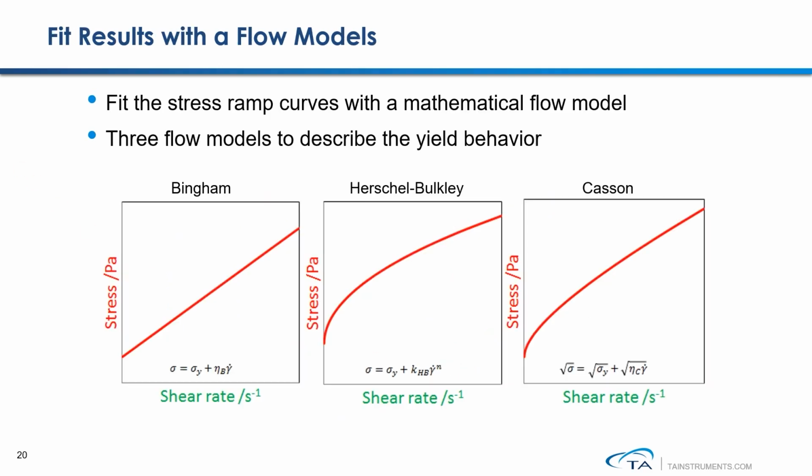Alternatively, you can also consider fitting your experimental data with a flow model that has a yield stress term. The following three flow models, the Bingham model, the Herschel-Bulkley model, and the Casson model, all contain a term in their equation to describe yield. Using this curve fitting, you can extrapolate your experimental stress versus rate curve down to shear rate equals 0, and that is the yield stress of your sample.